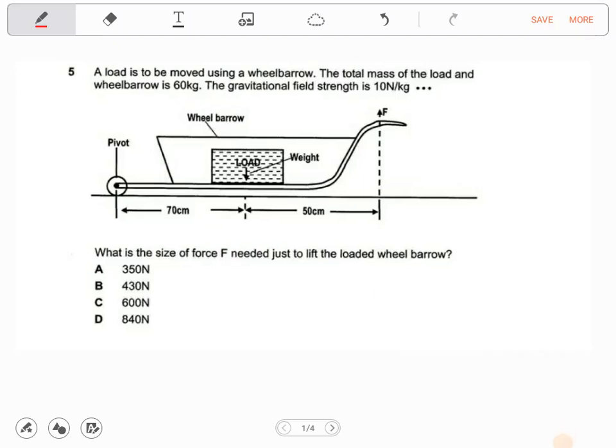A question says, a load is to be moved using a wheelbarrow. The total mass of the load and the wheelbarrow is 60 kg. The gravitational field strength is 10 newtons per kg. What is the size of the force F needed just to lift the load?